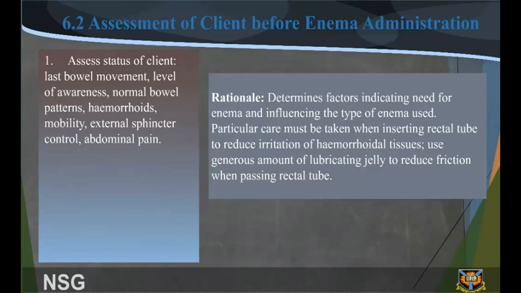Assessment of clients before enema administration. 1. Assess status of client: last bowel movement, level of awareness, normal bowel patterns, hemorrhoids, mobility, external sphincter control, abdominal pain. Rationale: determines factors indicating need for enema and influencing the type of enema used. Particular care must be taken when inserting rectal tube to reduce irritation of hemorrhoidal tissues. Use generous amount of lubricating gel to reduce friction when passing rectal tube.